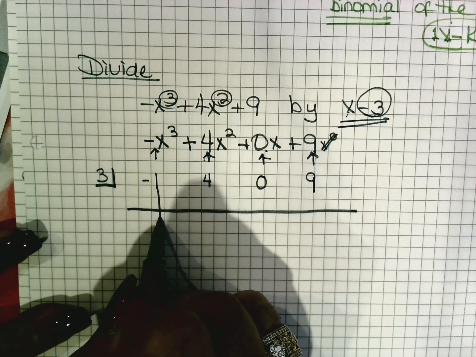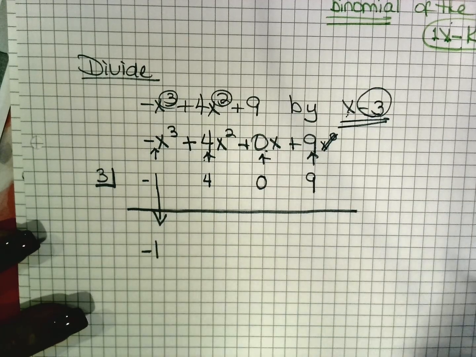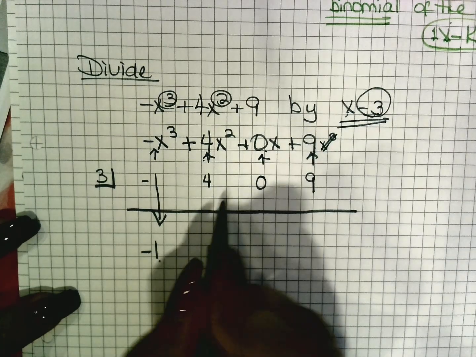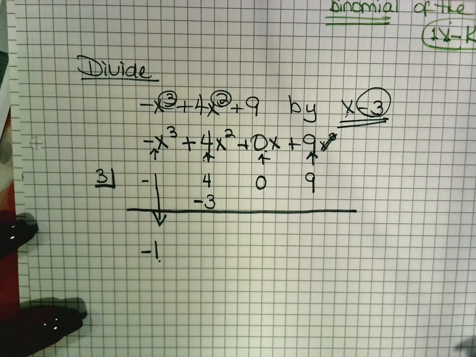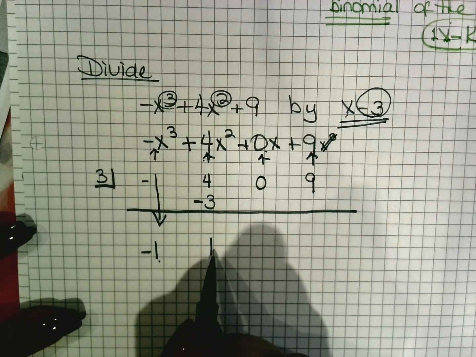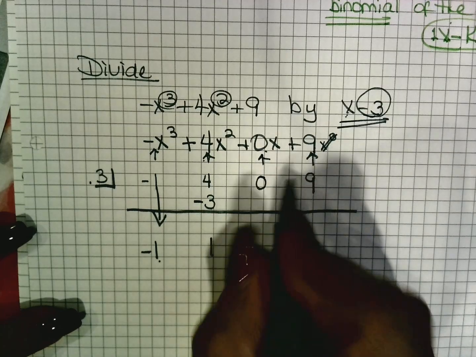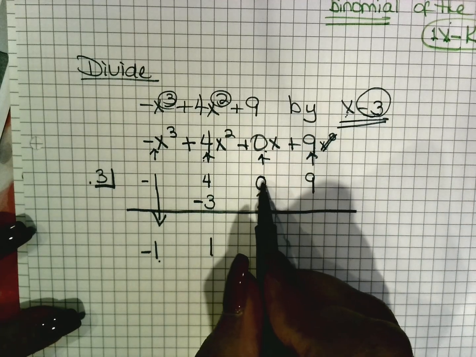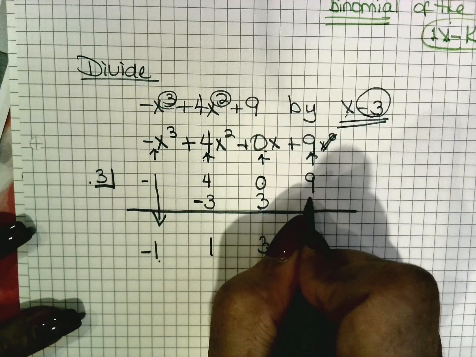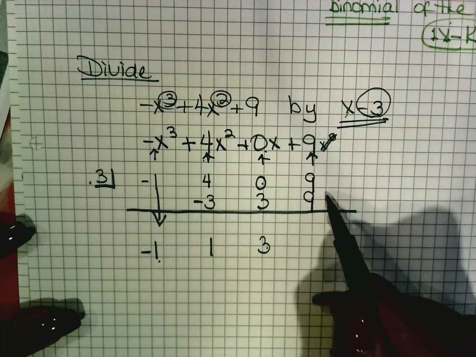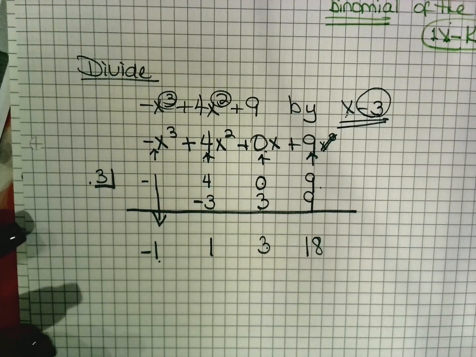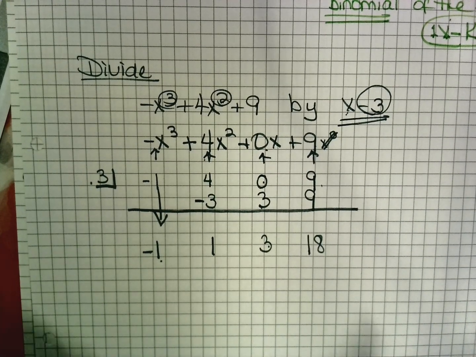What you're going to do, the first number, you just bring it straight down. Don't do anything to it. Just slide it on down. Once it's here, you're going to multiply negative 1 times 3. That's going to give you negative 3. 4 minus 3, that's positive 1. Then you're going to take this number and multiply by the 3. 1 times 3 is 3. Again, 0 plus 3, 3. And finally, 3 times 3, 9. And then 9 plus 9 is 18. So the division part is actually done.